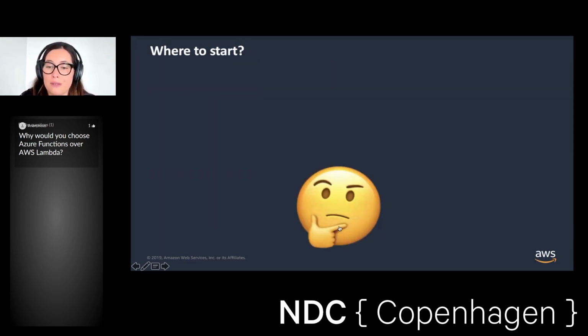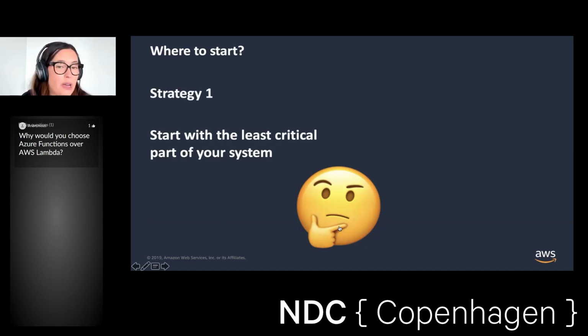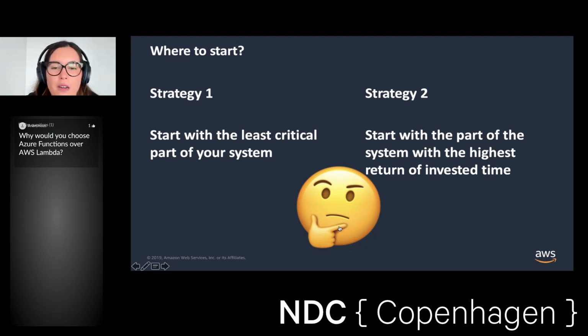So where to start? Strategy 1, start with the least important part of your system. That sounds nice, get some experience. And then you get some experience and you're still migrating the less important part of your system, things start changing and you're like, oh my God, no, maybe not the right one. So this is true, start with the part of the system that has the highest return of the invested time. Start with the hard problems. That sounds nice, but maybe you want to test your foundational work and get some experience.